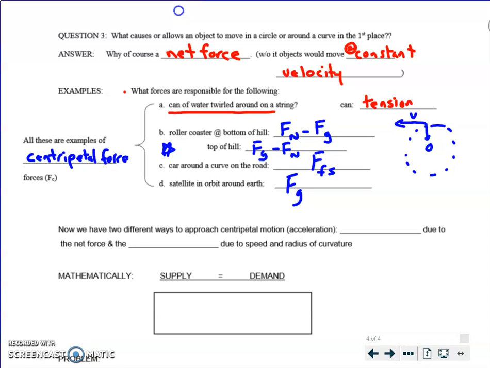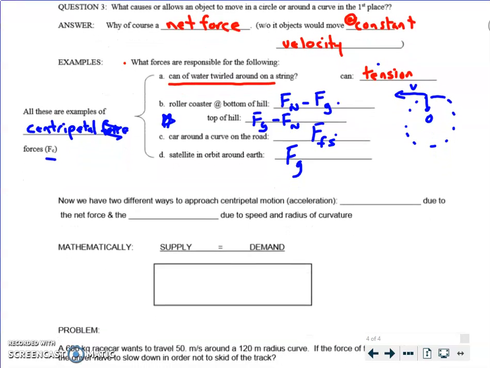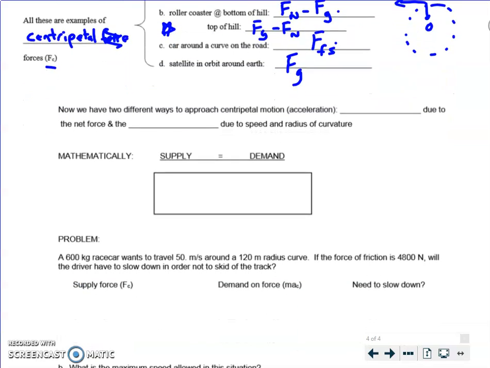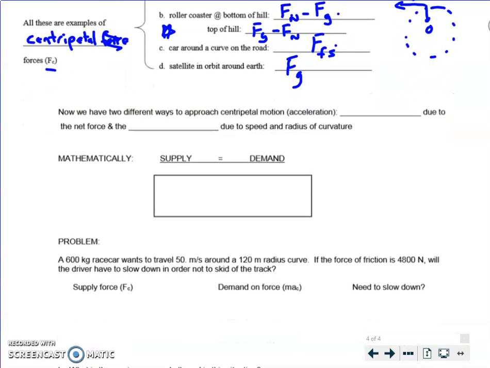Okay, and centripetal force is given a generic label F sub C. Now again, let me be very clear. If I ask you to draw a force diagram for something moving in a circle, you do not label anything F sub C. You label it normal force or gravity or static friction or tension depending on the situation. However, it's convenient to label the net force in a circle as F sub C when we go to do generic equations. Okay, and I'll try to explain that in a minute.